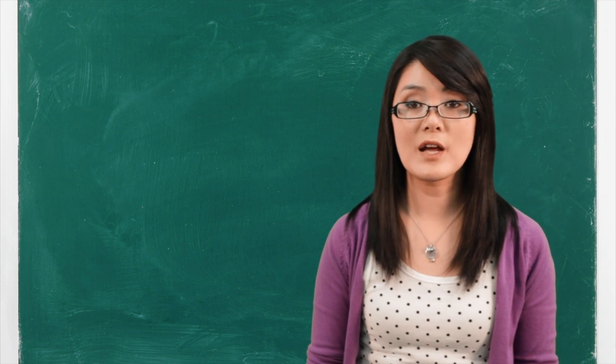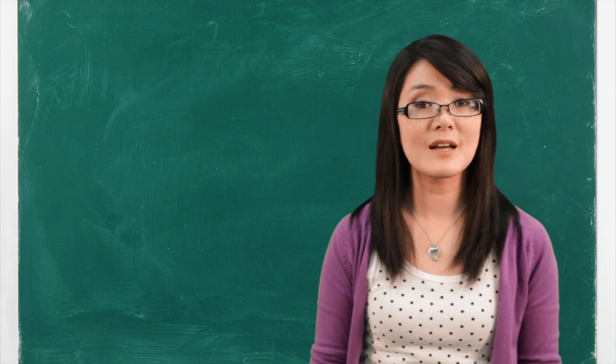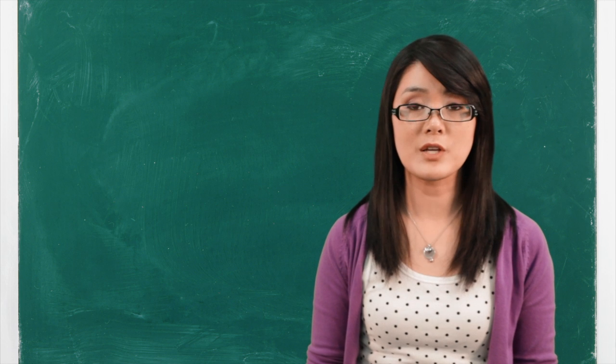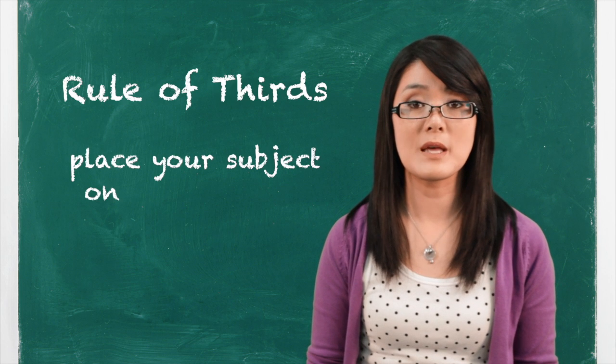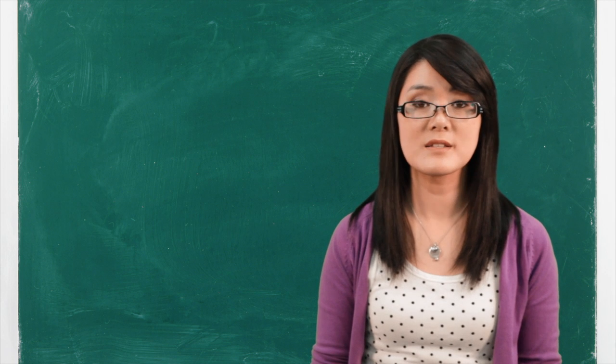Imagine lines that divide your frame into 3 equal parts, both up and down and side to side, kind of like a tic-tac-toe board. When you take a picture, using the rule of thirds means that you place your subject on one or more of those dividing lines.